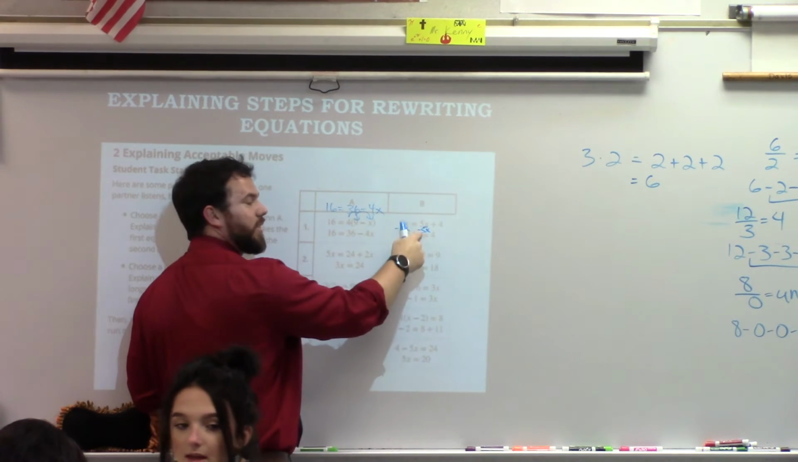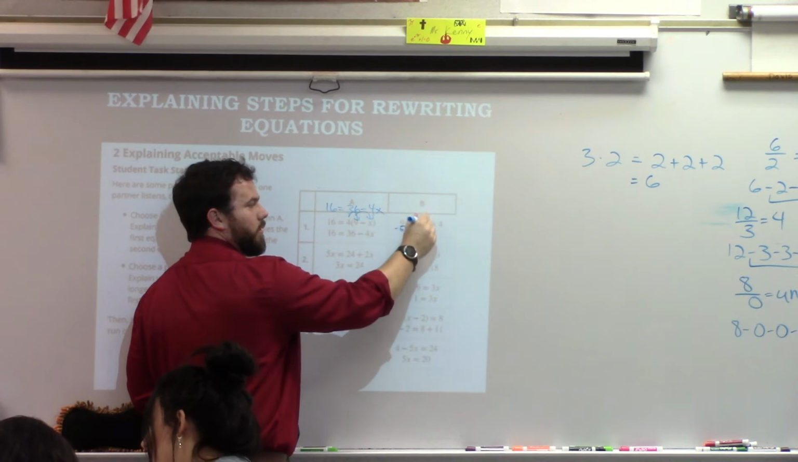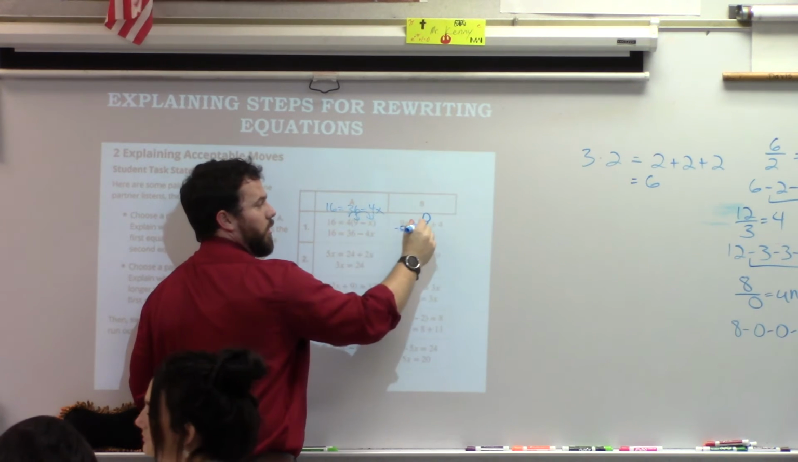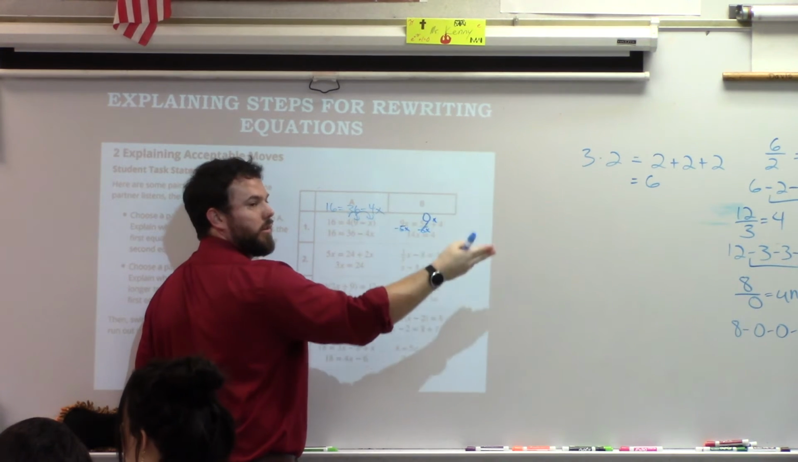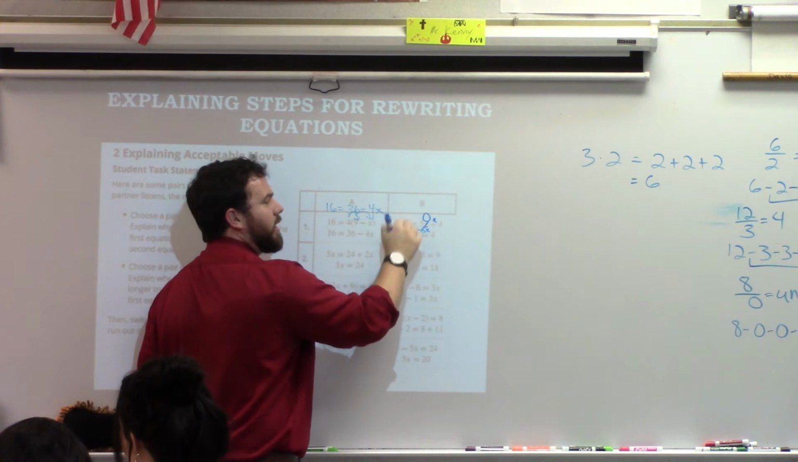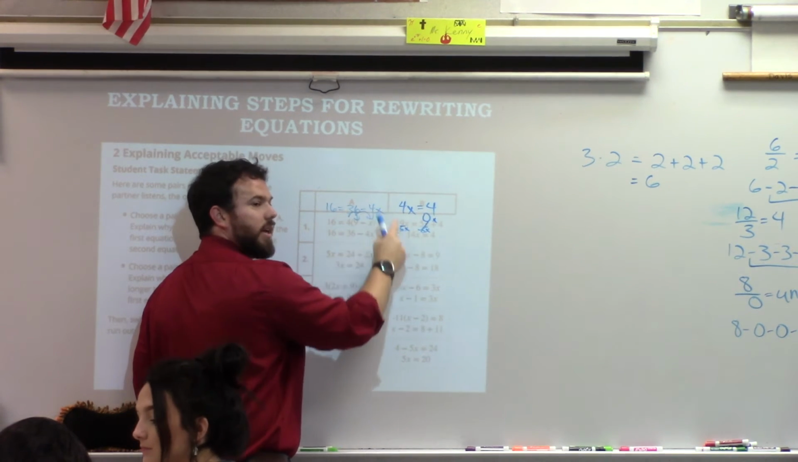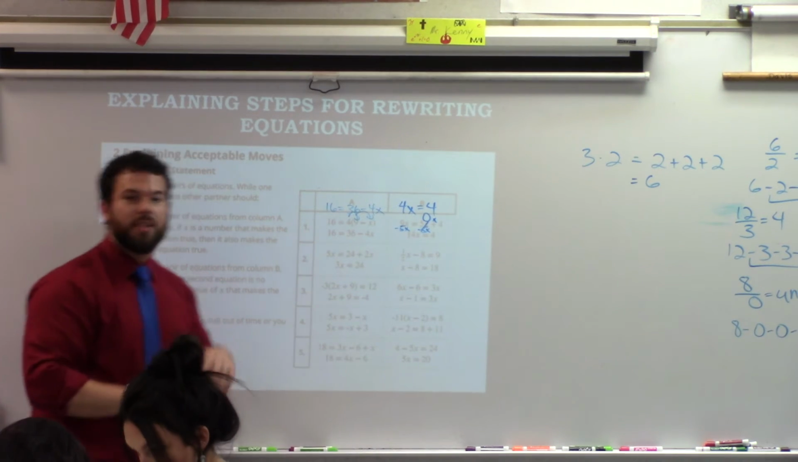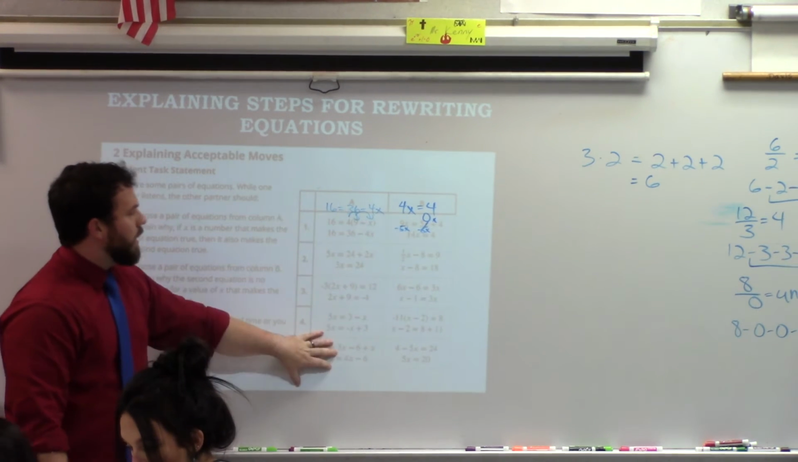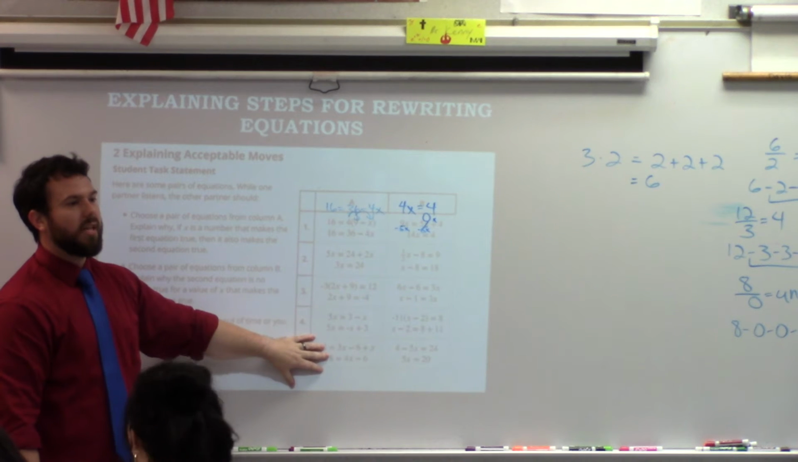Because notice what's 5x minus 5x? 0. You can say 0x, but that would just be 0. 9x minus 5x is 4x. Are those the same? Are those equivalent? No. So what they're saying is everything in column A should give us the same solution.